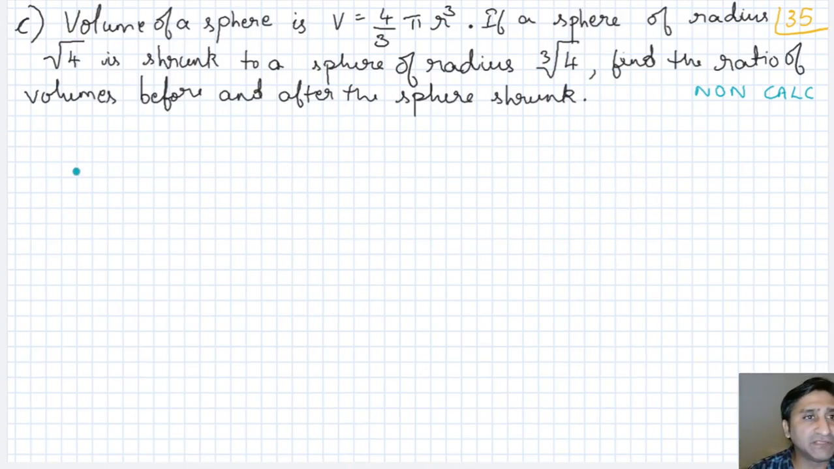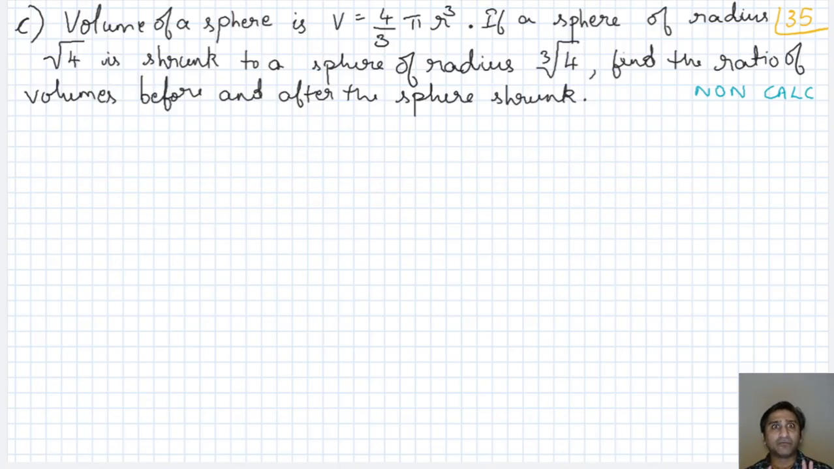Okay, so we have another worded problem. Let's read this problem out. The volume of a sphere is given by this expression, 4 by 3 pi r cube, where r happens to be the radius of the sphere. And the sphere has a radius of square root of 4. Big deal, square root of 4, it's just 2, isn't it? Anyway, doesn't matter.